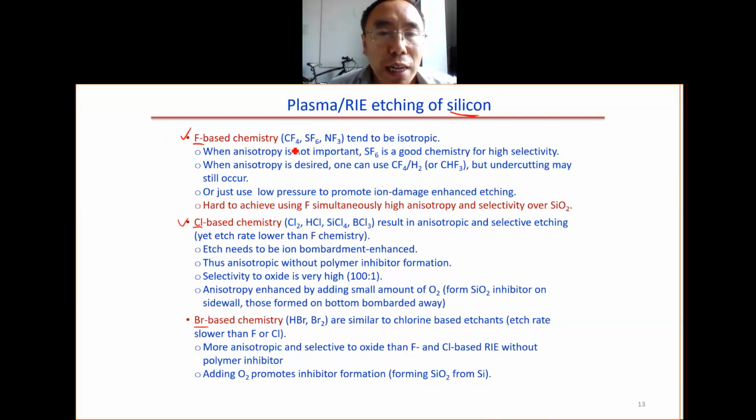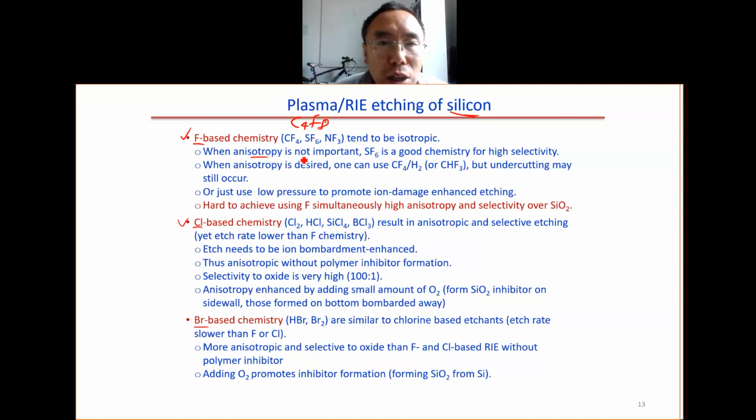For the fluorine, here I listed the three gases: CF4, SF6, and NF3. But nowadays, this gas is very popular. This gas was popular maybe 20 years ago. This gas is friendlier to the environment, with less greenhouse gas effect. So this is very popular.